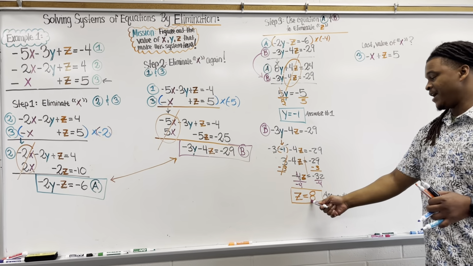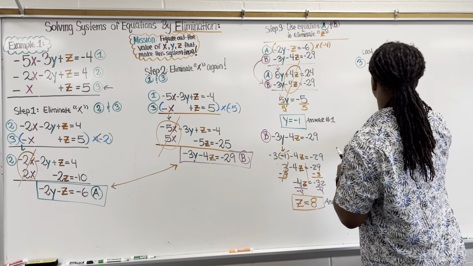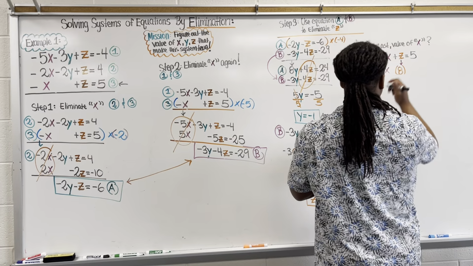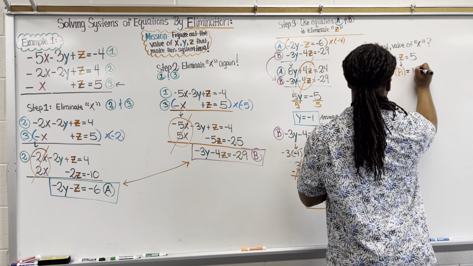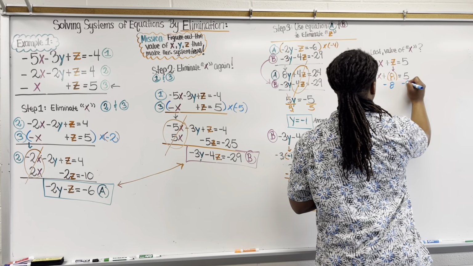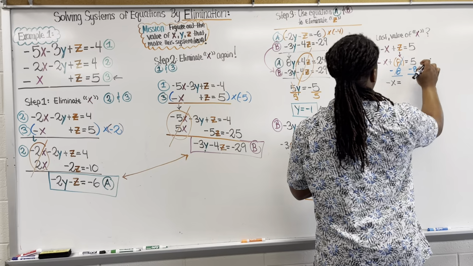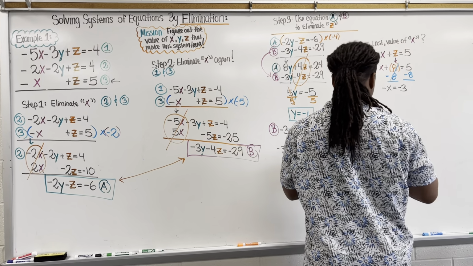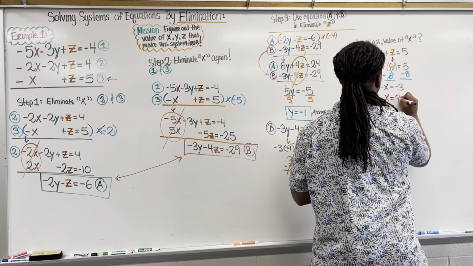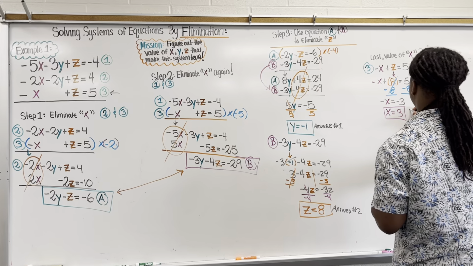Once again, remember the value of z is 8, right? So all we're going to do is plug in 8 as z. So now I have negative x plus 8 equals 5, right? To get negative x by itself, I've got to move 8 to the other side, so I'm going to subtract 8. All right, so now I have negative x equals 5 minus 8, which is negative 3. So if negative x is negative 3, that means positive x equals positive 3. Or you could have divided both sides by negative 1, and you would have got positive 3. So this is our final answer.